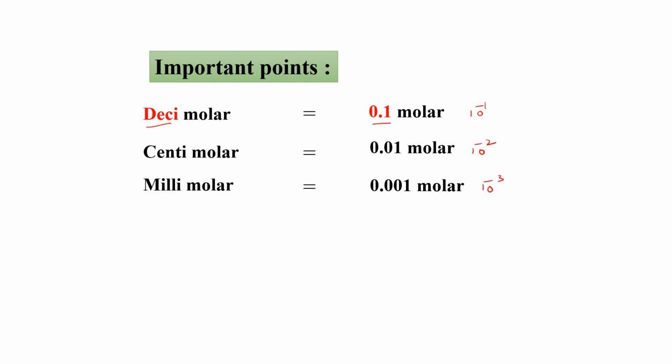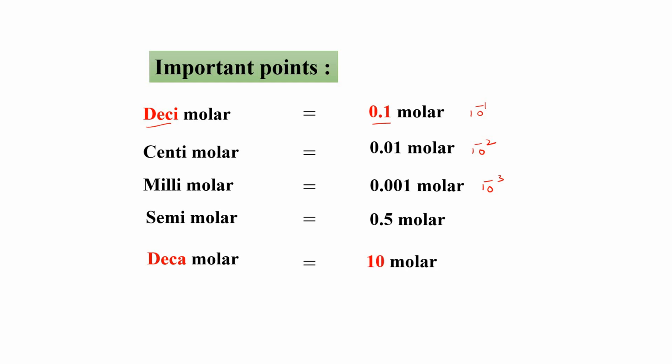And semimolar means nothing but 0.5 molar, isn't it? Next, decamolar means 10 molar. So if they say decamolar, the molarity will be 10. If they say semimolar, the molarity will be 0.5, isn't it? These are very, very important points you need to remember.